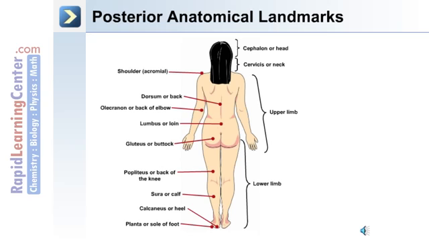The gluteus or buttock. The back of the knee is known as the popliteus. The sura or calf, and on the foot, the calcaneus is known as the heel, and the sole of the foot is known as the planta.